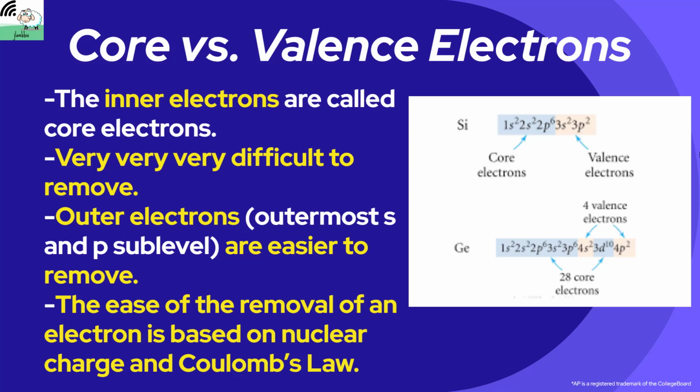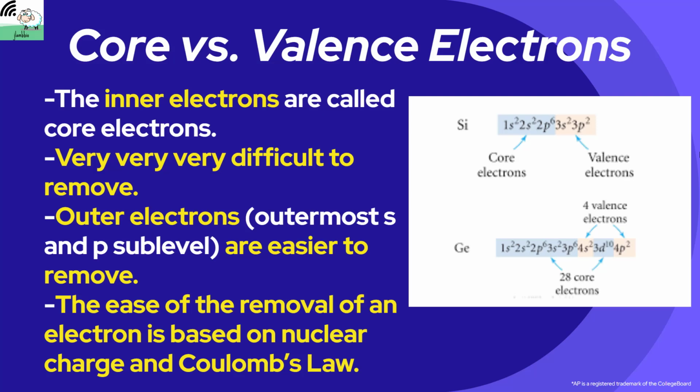The inner electrons are called core electrons. Now, these are very, very difficult to remove. You can imagine that electrons that are closer to the nucleus are going to be more difficult to remove, and that outer electrons, or the outermost electrons, are going to be easier to remove. And so we refer to those outermost electrons as valence electrons.